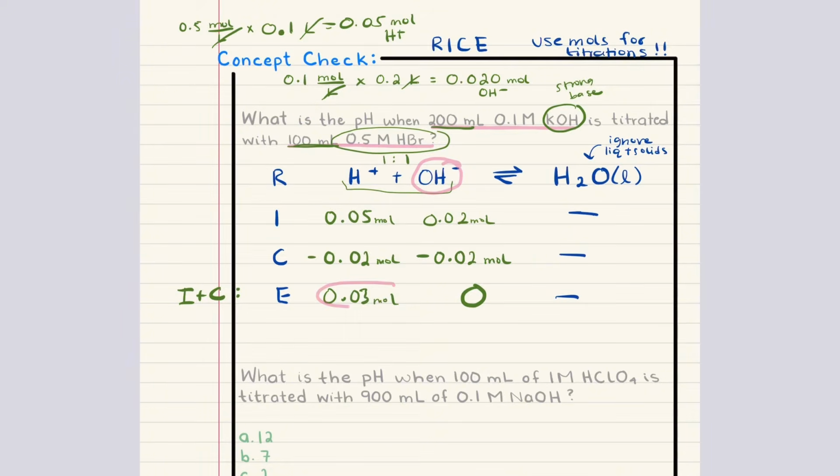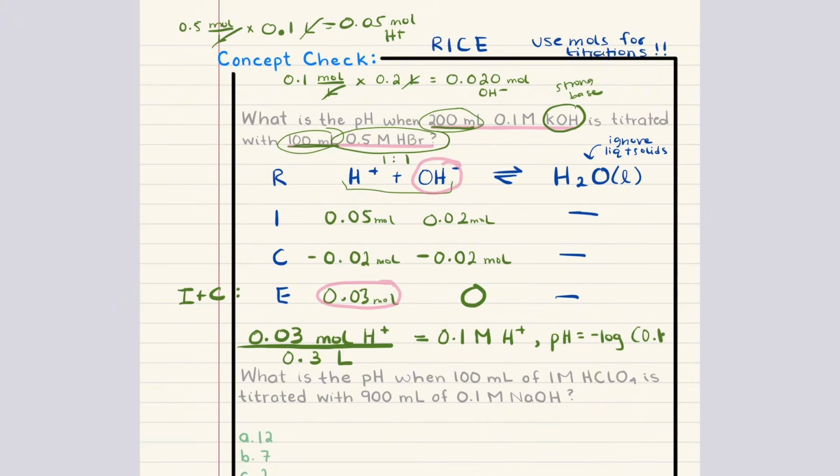We turn that leftover into a concentration by dividing by the total mixed volume. The combined volume is 200 milliliters plus 100 milliliters, which is equal to 300 milliliters. We want to convert that to liters. It's equal to 0.3 liters. Then we can calculate the hydrogen ion concentration as 0.03 moles divided by 0.3 liters, and that is equal to 0.1 molar. The pH is then the negative log of the hydrogen ion concentration. So the negative log of 0.1 is equal to 1. That matches the intuition. We had more strong acid than strong base, so the solution is strongly acidic.